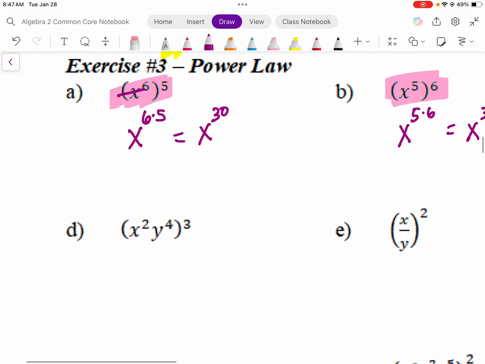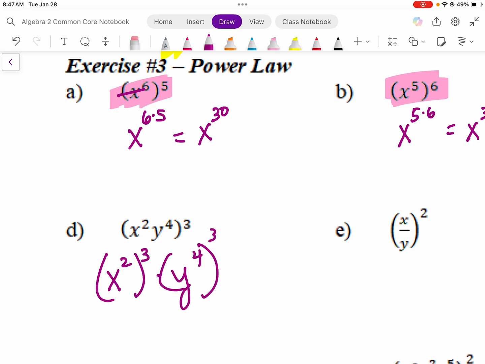Same way here. I want to share everything, so I have x squared to the 3rd times y to the 4th to the 3rd. You don't have to write this step, but you do need to think it. So 2 times 3 makes 6, and 4 times 3 makes 12.